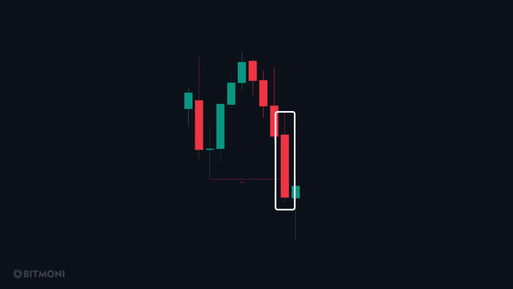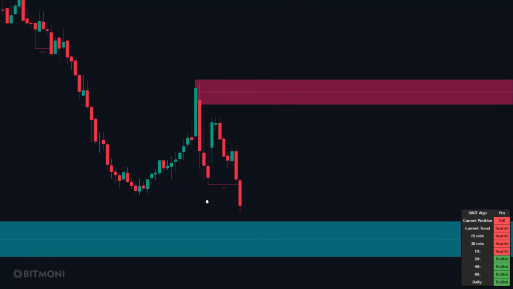Let me show you an example. You can see that the price breaks this low aggressively. Then we see the SmrtAlgo Pro V3 prints a break of structure, and then price snaps back, leaving a clear rejection candle. This is a clear green light of price rejection. Additionally, price tapped into a demand zone before rejecting, which is an additional confirmation of a potential reversal.